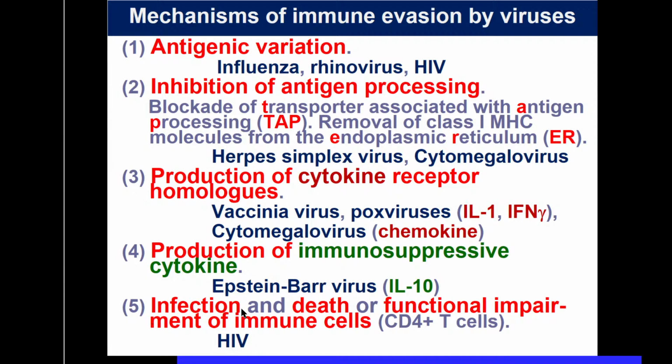And finally, some viruses, for example, HIV, human immunodeficiency virus, cause death of the virus-infected cell by itself. And as a result, CD4 T cells disappear, or their concentration falls and becomes too low to maintain a normal effective immune response.